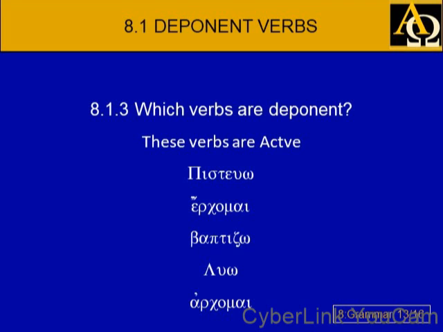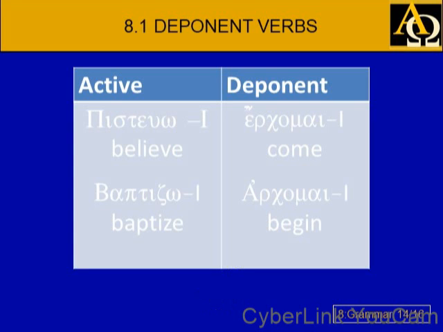So which verbs are deponent? These verbs are active. So pisteo, I believe. Erkomai, I come, deponent. Baptizo, I baptize. Arkomai, I begin. So you see that the deponent, you can see the endings, but in terms of meaning, they mean the same thing.